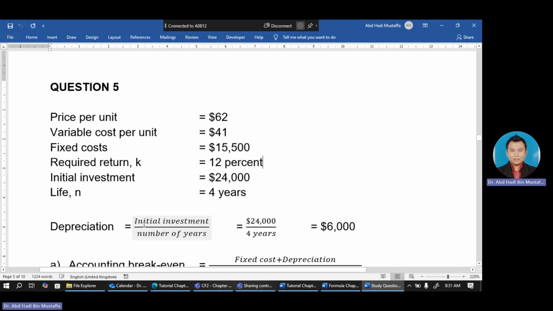The formula is initial investment divided by number of years. The investment that you made to purchase a fixed asset, that means 24,000 divided by 4 years. That means the depreciation will be $6,000 per year. Yeah, so the value is $6,000 per year.